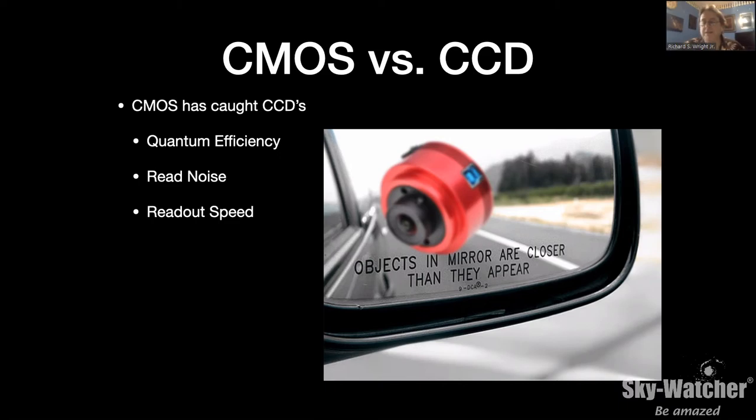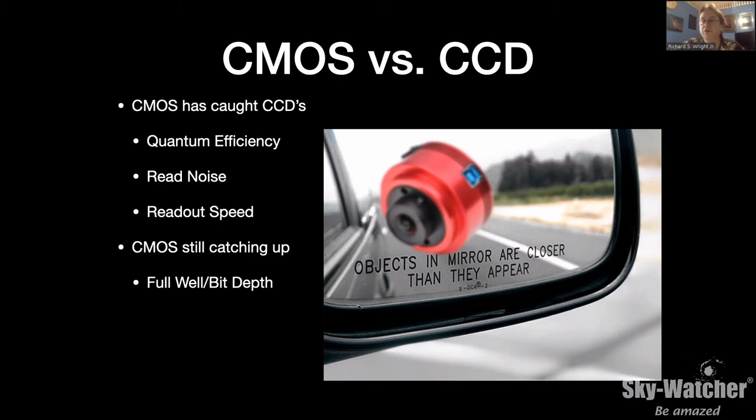On readout speed, this was the first thing that CMOS really lapped CCD on. The readout speed on CMOS is phenomenal, which is really great for lucky imaging applications and download speed. And I'll talk about that some more in a minute. CMOS is still catching up, though. A few things where it's still catching up: full well capacity and bit depth, basically large pixels.